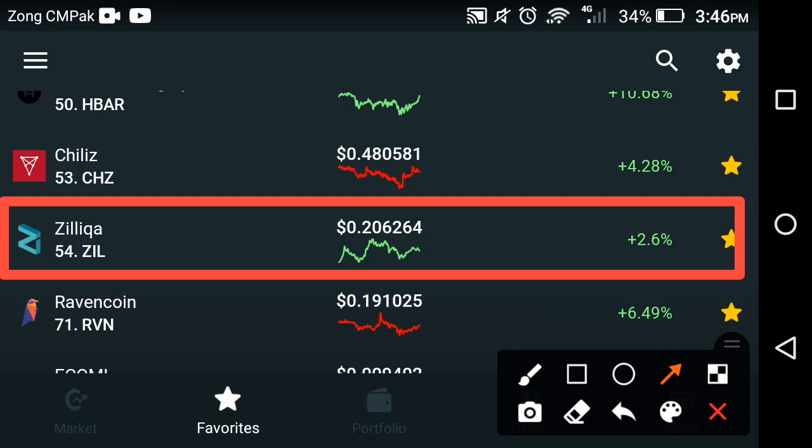In this video we have a look at Zilliqa coin. What's the price change going on in Zilliqa, what's the high price, what's the current price, and what's going on in Zilliqa coin. In this video I will show you with live proof.